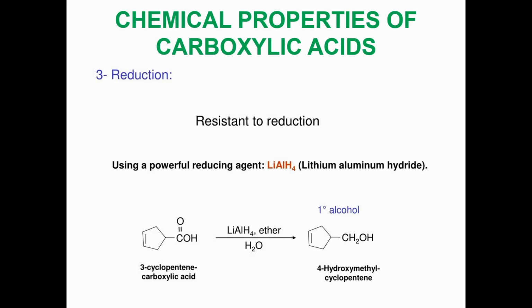In terms of reduction, carboxylic acid can be resistant to some reducing agents. A powerful reducing agent like lithium aluminum hydride can reduce carboxylic acid to primary alcohol. So reduction of carboxylic acid leads to primary alcohol, and oxidation of primary alcohol is going to form carboxylic acid. So oxidation and reduction are reversible reactions.